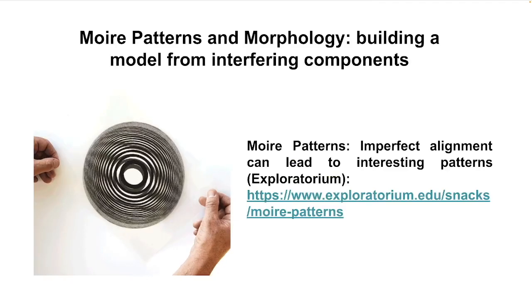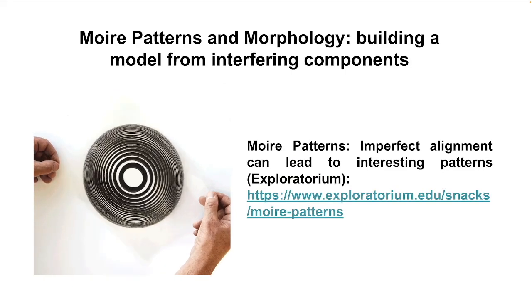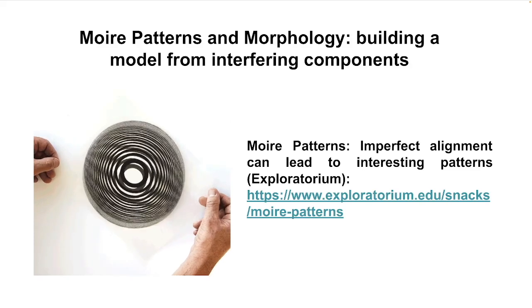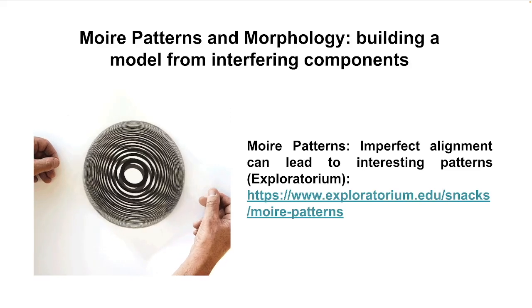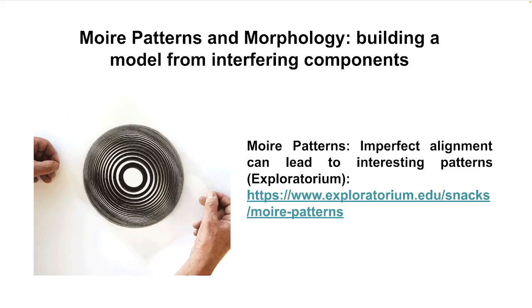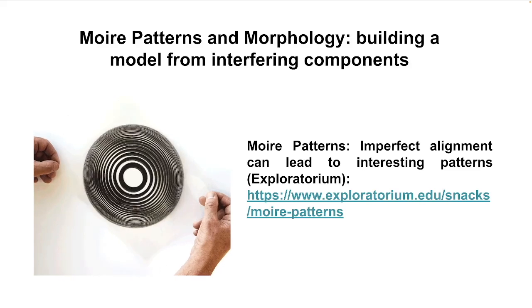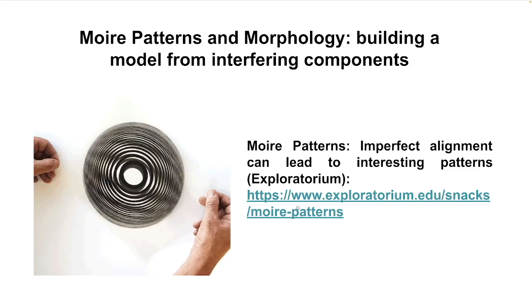So this is a demo of Moire patterns. These are two concentric circles that are overlapping. In this case, they have these transparencies that are overlapping, and there's relative motion where you can see that the transparencies are being moved against one another, and you have this pattern evolve where these concentric circles are forming even denser fringes against each other. So in Moire patterns, imperfect alignments can lead to interesting patterns, and this is a demo from the Exploratorium.